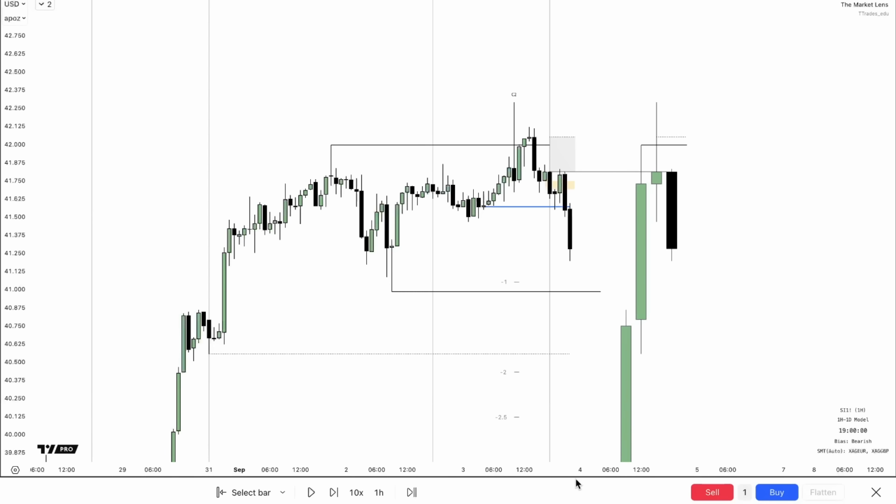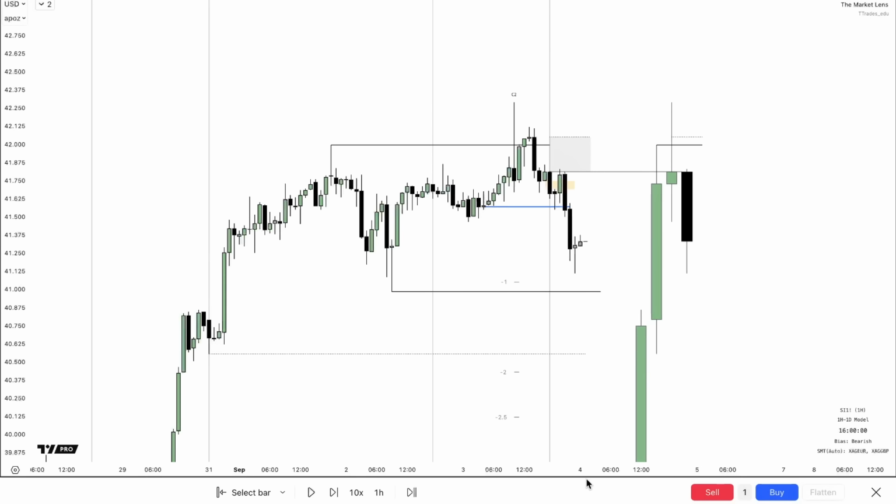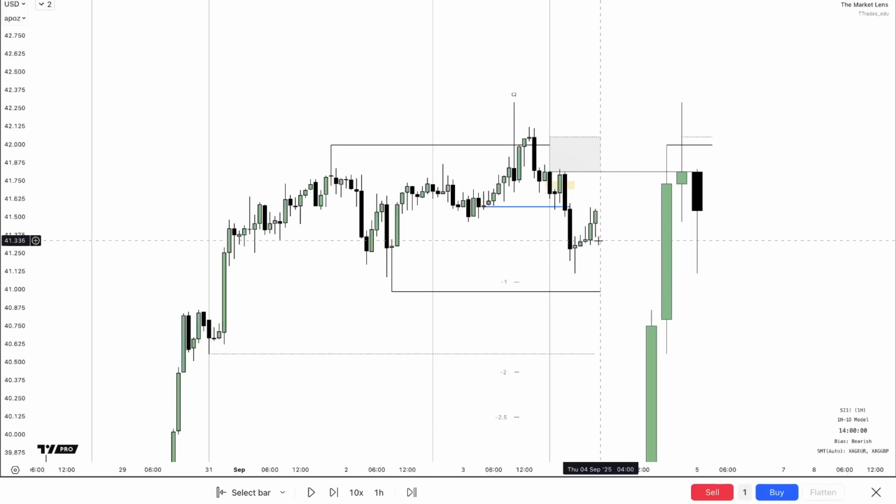So there you can see we get an expansion lower, and this would be a candle 4 trade. So if you want to check out that video, that is how you could trade that candle. But let's see if we can get a retracement. So you can see we are getting a retracement back up. So expansion, retracement. Let's see if we can get another expansion lower.